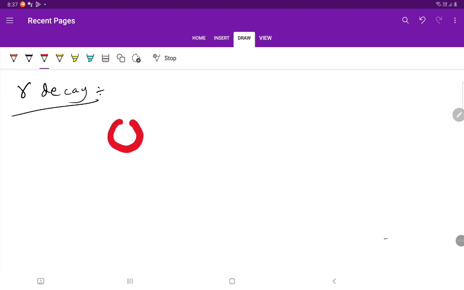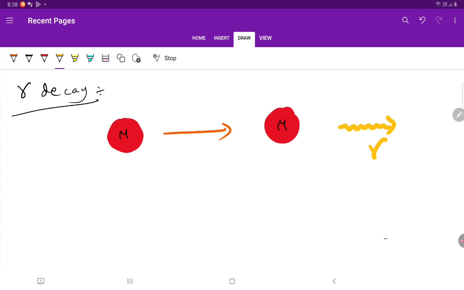Suppose I have a particle of mass capital M, and at a later time t, this decays into the same particle of mass M, and it emits a gamma photon. The particle remains the same. Can you tell me what was the intention of the particle to emit the gamma photon?